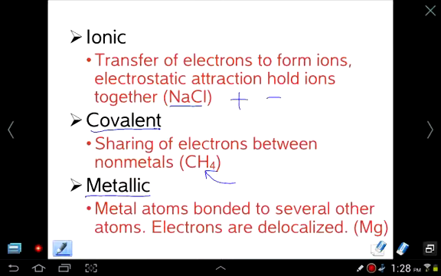Technically the electrons are what we call delocalized electrons. The valence electrons are allowed to essentially travel throughout the entire metal. They are not confined to a single atom. So we'll take a look at these three in detail now.